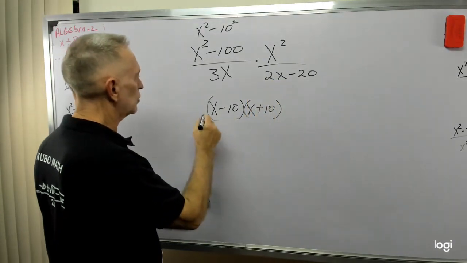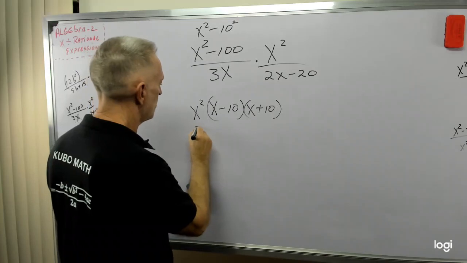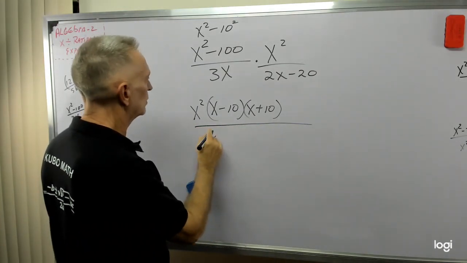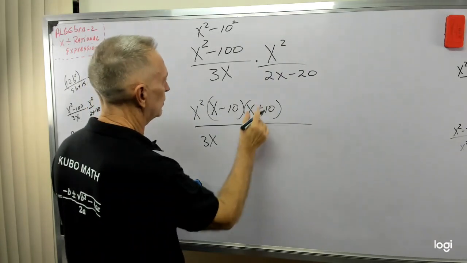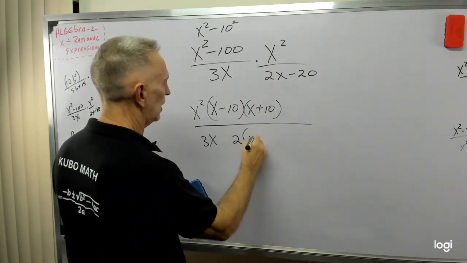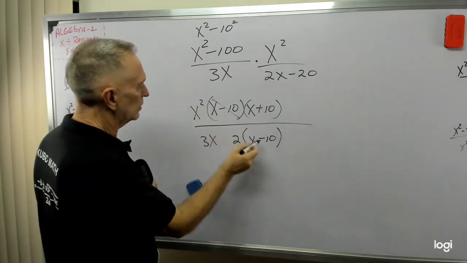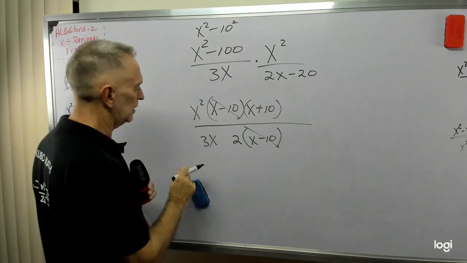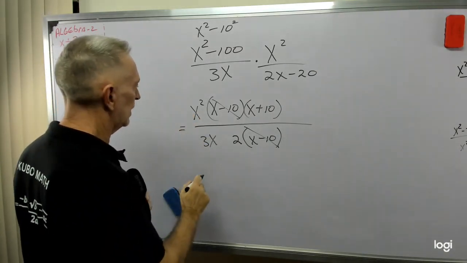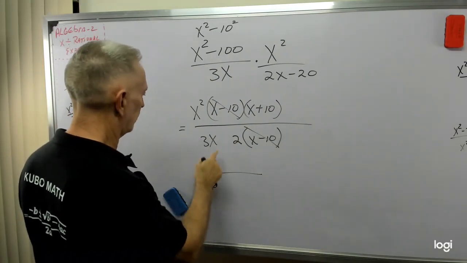Times x squared. I'm going to put that x squared over here, divided by 3x. Now we can factor this. Take the 2 out of it, and that's x minus 10. Oh, this is going to work out. x minus 10 over x minus 10, so those cancel. x squared divided by, let's see, 3 times 2 is 6. Let's take care of that first.